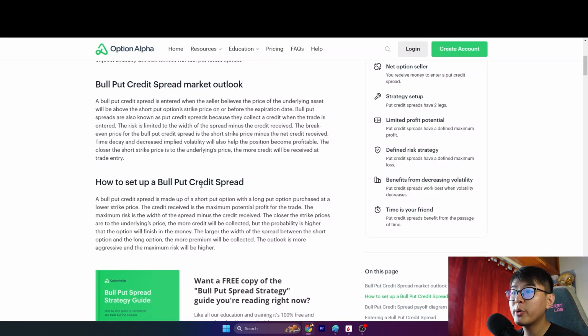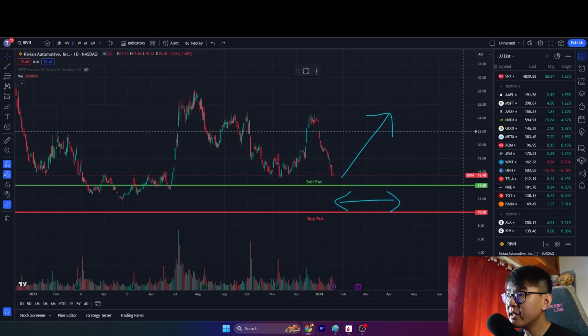How to set up a bull put credit spread? A bull put credit spread is made up of a short put option with a long put option purchased at a lower strike price. This here is an example. I'm selling a put option at $14 and I'll also be buying a put option at $10. You can buy a put option at $12, $8, $6, $4.